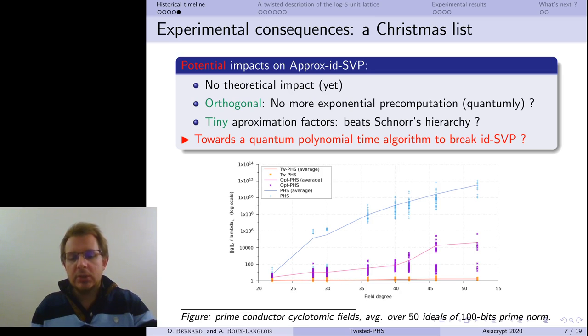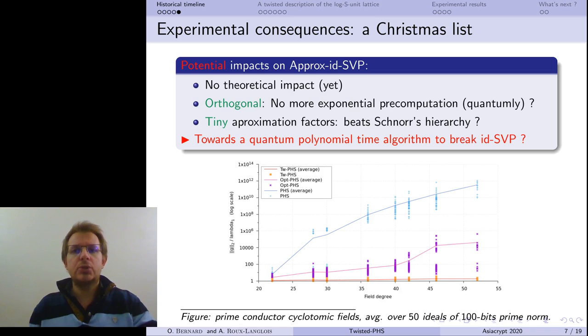The first one is that the log S-unit lattice is very orthogonal. And the most costly part of the precomputation in the PHS algorithm is spent on computing a CVP oracle inside that lattice. So if we could confirm that it is really orthogonal, even for higher dimensions, that would mean that the exponential part of the precomputation in the quantum world would disappear.